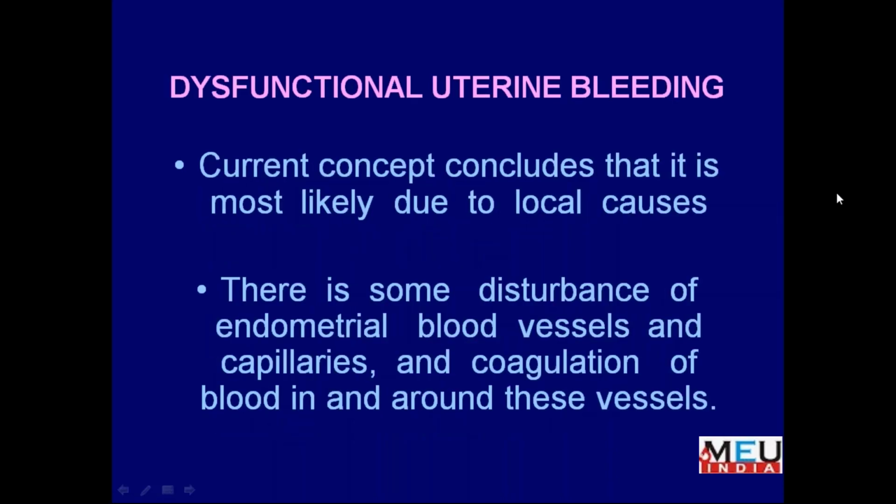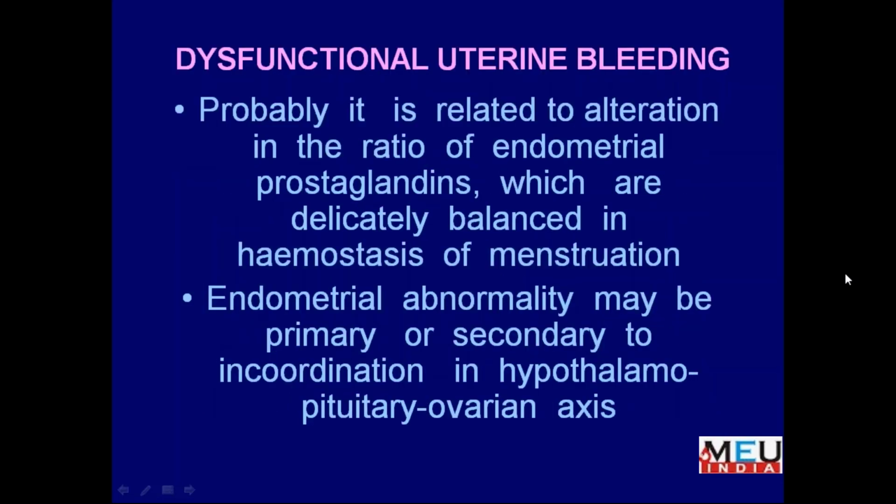So it is good to have an ultrasound also if available, and our current concepts conclude that the most likely cause is local, and there could be some disturbance of the endometrial blood vessels and capillaries and coagulation of blood in and around these vessels. It could also be related to alteration in the ratio of endometrial prostaglandins, which are delicately balanced in the hemostasis of menstruation. The endometrial abnormality may be primary or secondary to incoordination in the hypothalamic pituitary ovarian axis. I mean, right from the pituitary, the secretion of the hormones may be affected, which may lead to secondary changes in the ovary and then further in the endometrium.